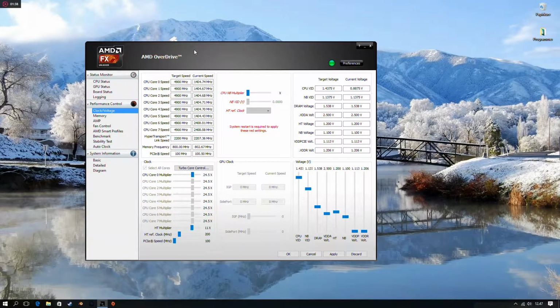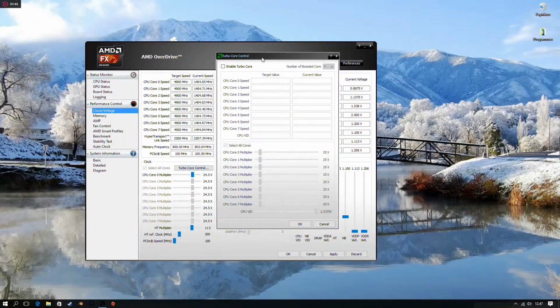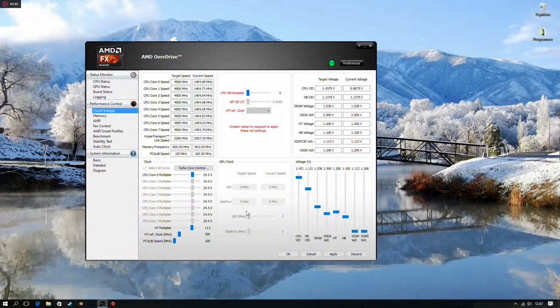So the specific settings I used: I turned off Turbo Core. I raised the CPU multiplier to 24.5 with a reference clock of 200, which gives us a target speed of 4.9 gigahertz. The voltages sit at 1.437, but this is lying. It's really at 1.47, I think, because I use some BIOS options that raise it. I don't really know. Don't ask me, I don't really know.